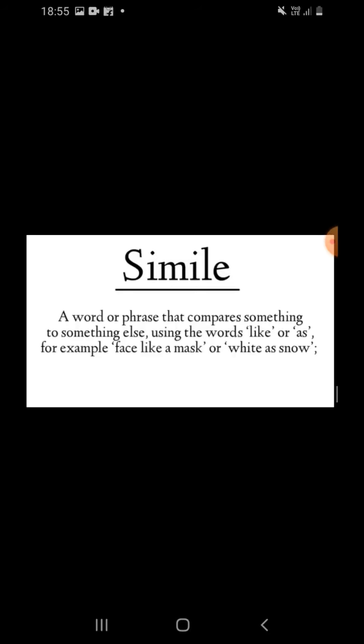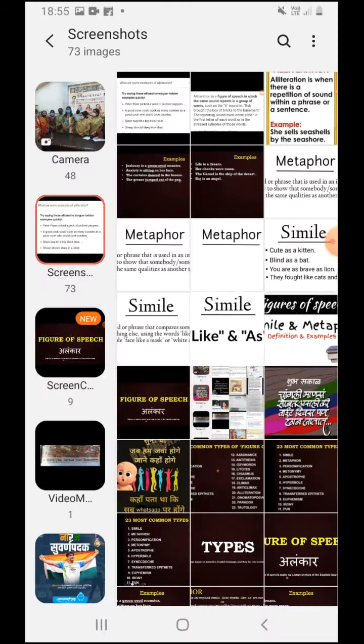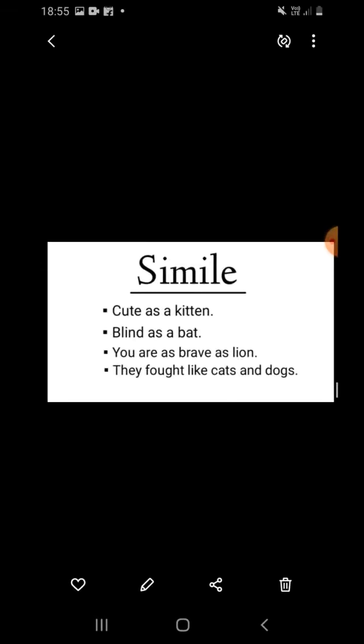Then we will see, here we use like and as. Then next, examples of simile. Cute as a kitten. Between cute and kitten, these are two objects. Cute as a kitten. The next example, blind as a bat. The next, you are as brave as a lion. Then, they fought like cats and dogs.